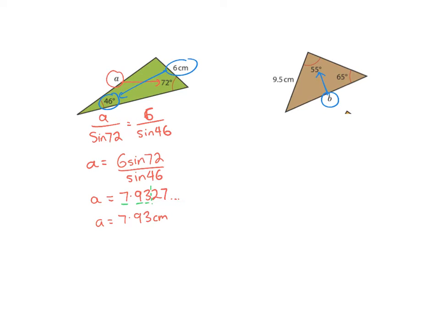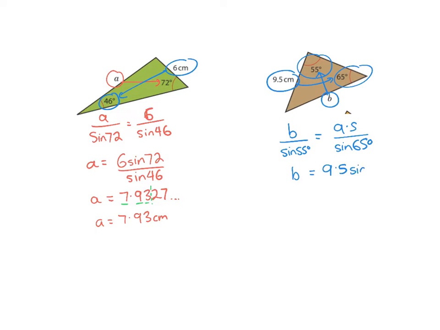The opposite angle here was 55 degrees. So we could set that up as B over sine of 55 degrees is equal to 9.5 over sine of 65 degrees. And then B is being divided by sine of 55 degrees, so I will times both sides by sine of 55 degrees. So 9.5 times sine 55 divided by sine of 65. And just type that into your calculator and you should get that B is equal to 8.5864, on and on.